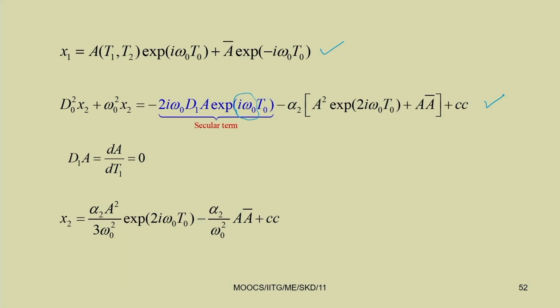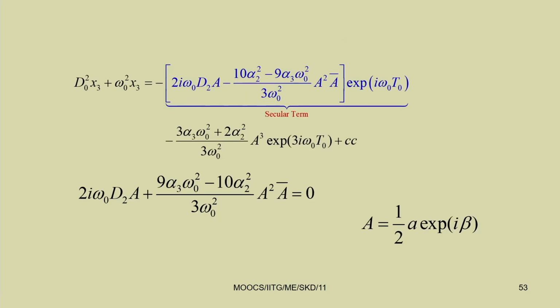Now, as the solution actually is bounded, there should be no presence of this type of term, so it should be eliminated. To eliminate this term, as omega 0 is not equal to 0 and e to the power I omega 0 t0 is not equal to 0, the only term which can be 0 is d1 A, that is dA by dt1 equal to 0. Now, substituting d1 A equal to 0, that is, putting the secular term equal to 0, we can find the expression for x2, which is nothing but the particular solution of that expression.